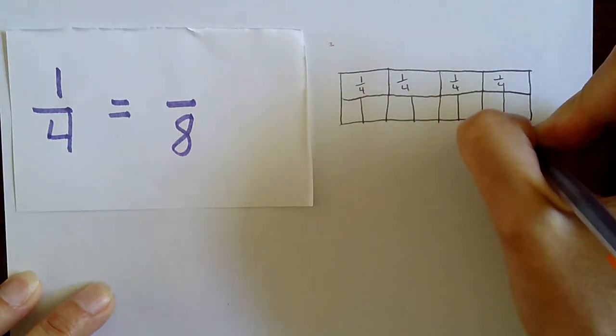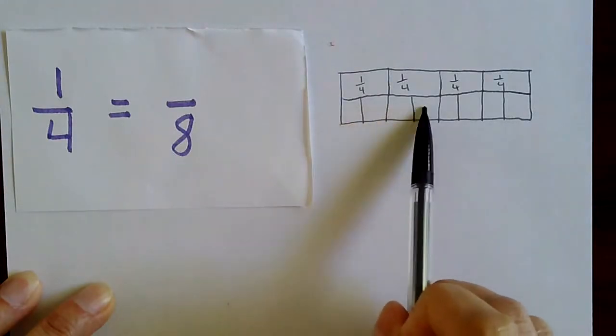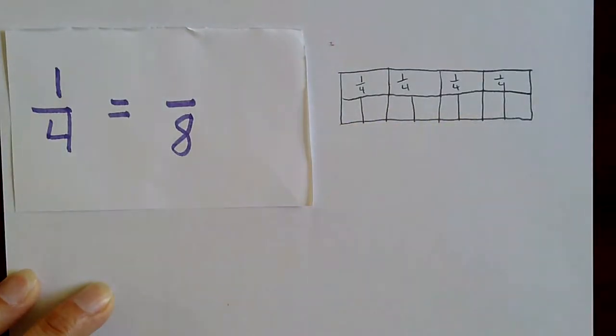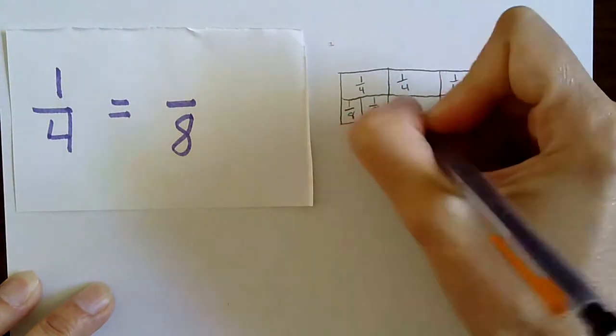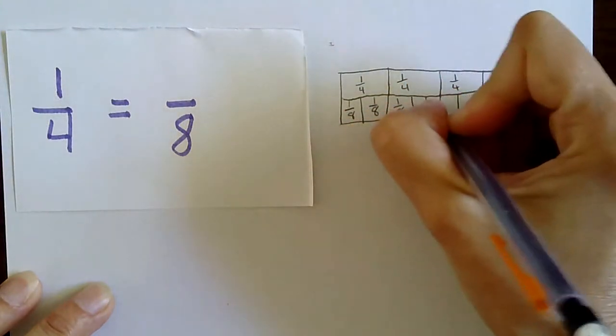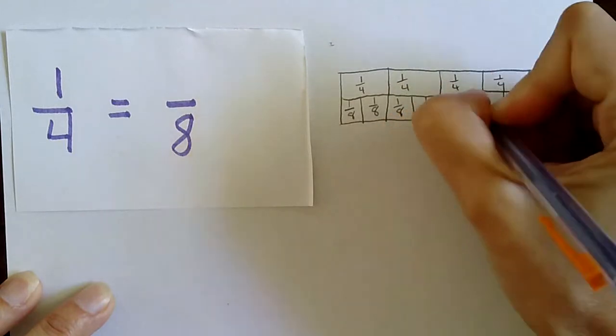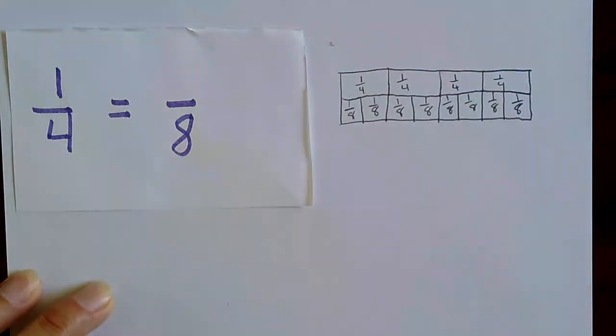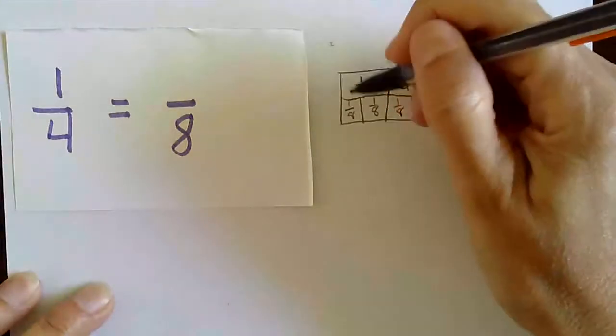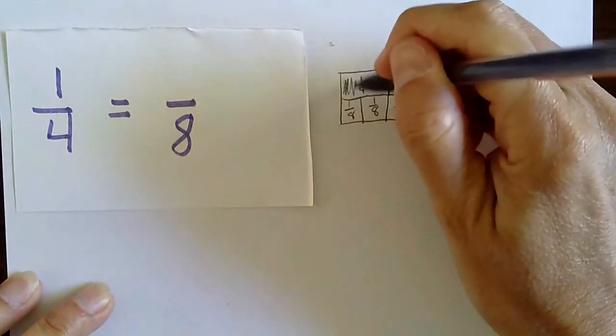Let's try that. Now let's count. 1, 2, 3, 4, 5, 6, 7, 8. Sure did. Label those. Pick up your pencil and draw this if you're not. Okay, make sure that you're with me. Okay, 1/4. So we're going to shade 1/4.